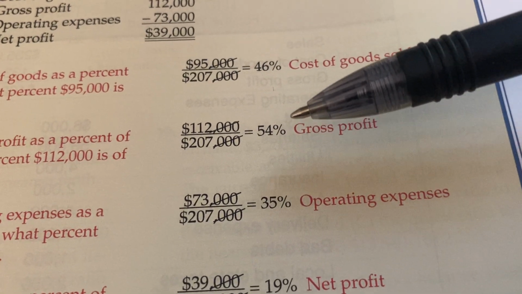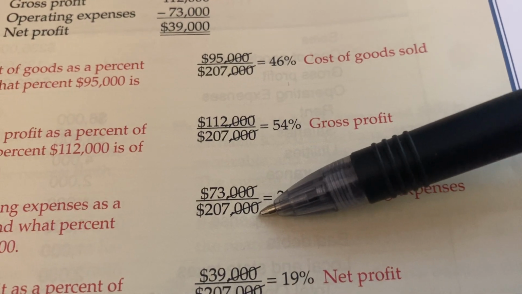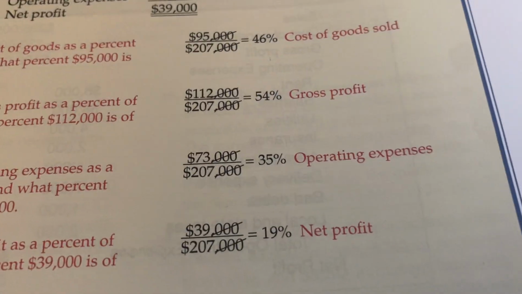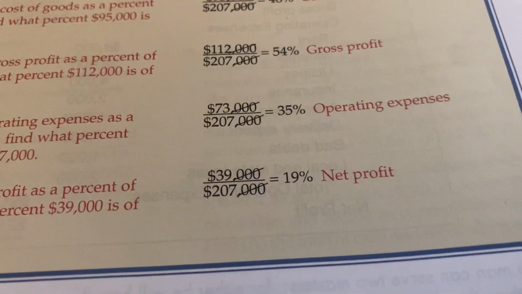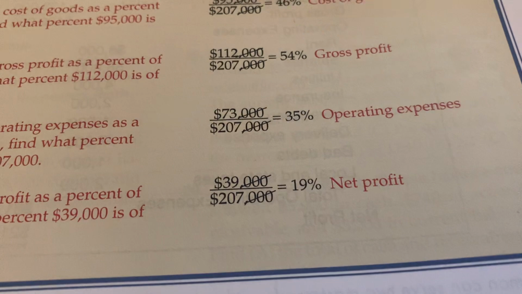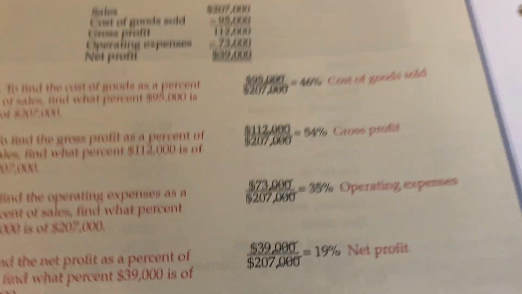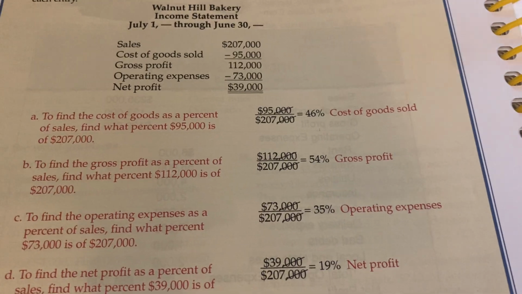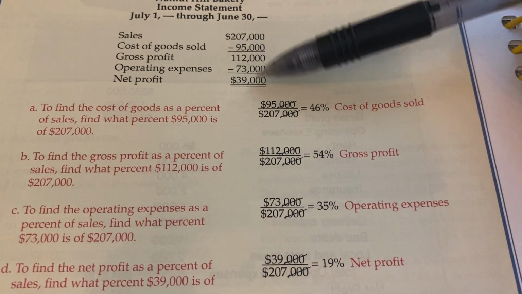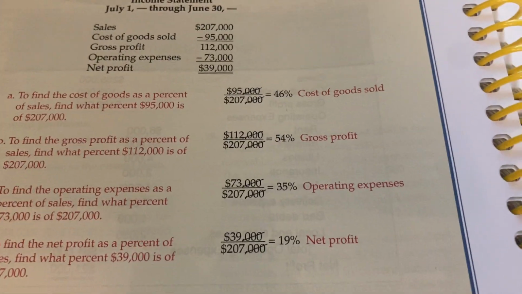Then to find the operating expense, you find what percent 73,000 is of 207,000. You'll get 35%. And then down to this, you find what percent 39,000 is. Each one of these percents goes by the 100%, which is the 207,000 up at the top. So take each one of these over that total to find the percents, the ratios that you're given.